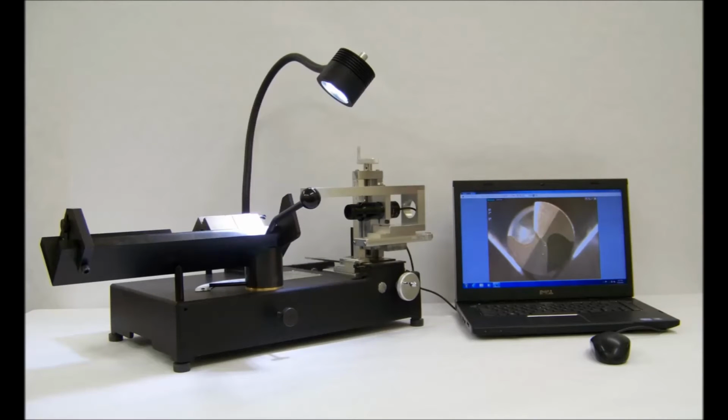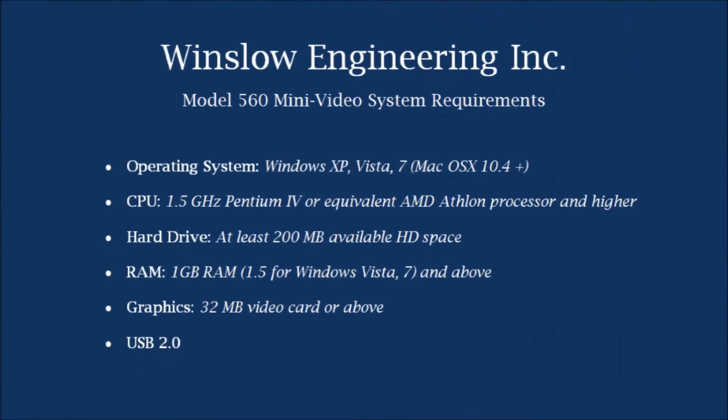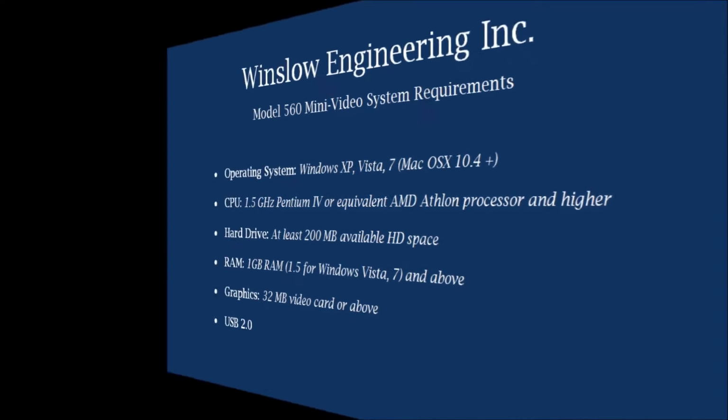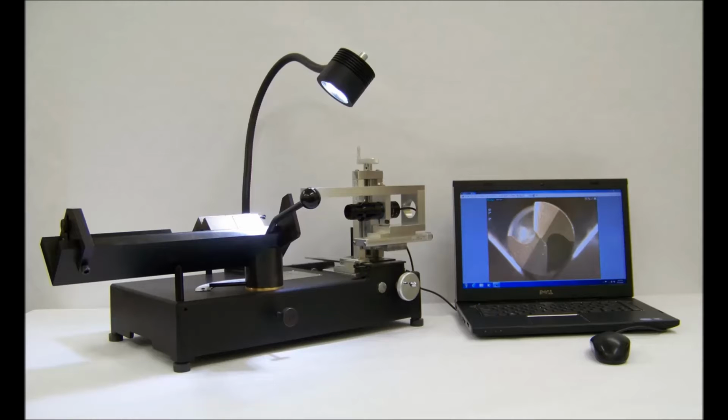The Winslow Engineering Model 560 Mini Video Tool Analyzer is an inexpensive, easy-to-use piece of equipment used for inspection and measurement. It comes standard with inspection software, which will run on any computer with the following system requirements. It communicates with the computer through a USB cable, making connecting the 560 mini video to a computer fast and easy.